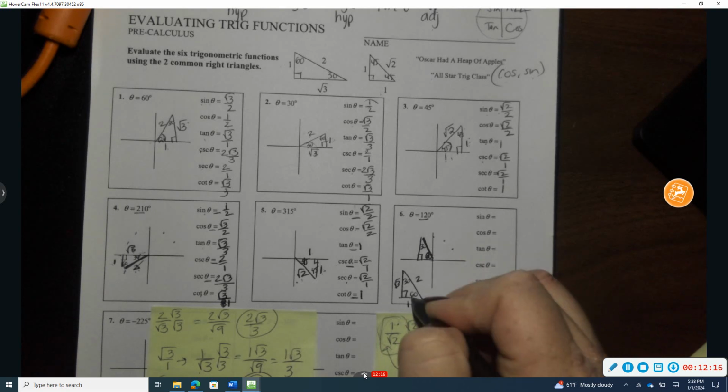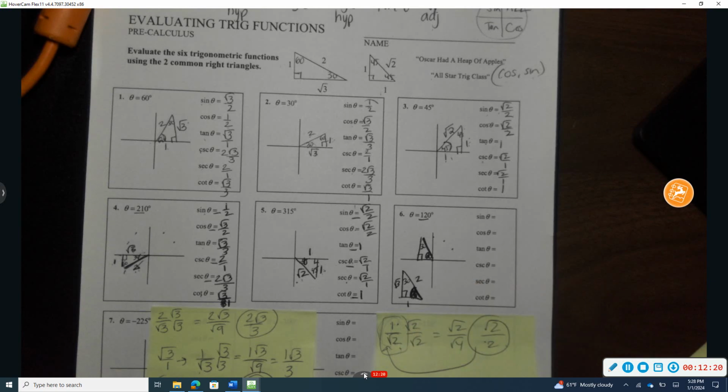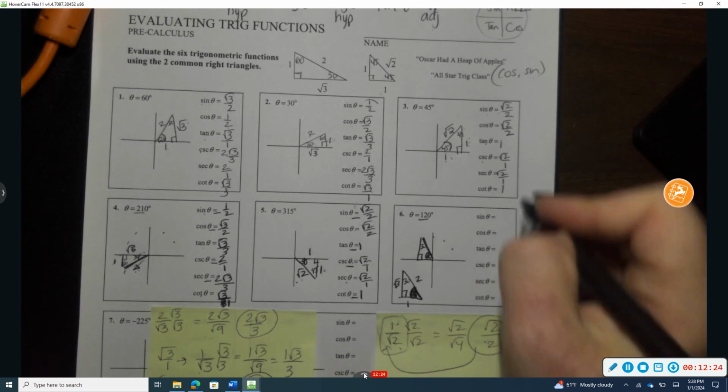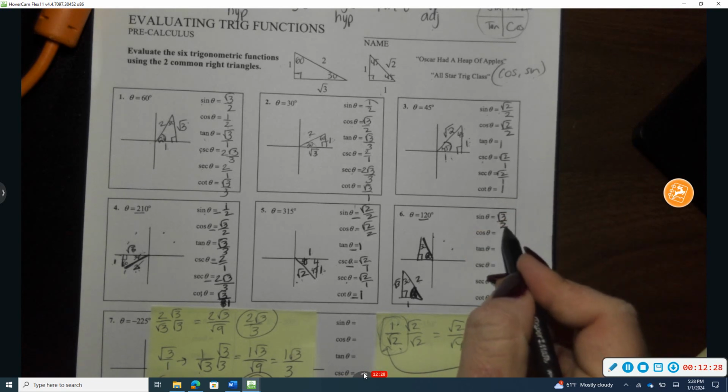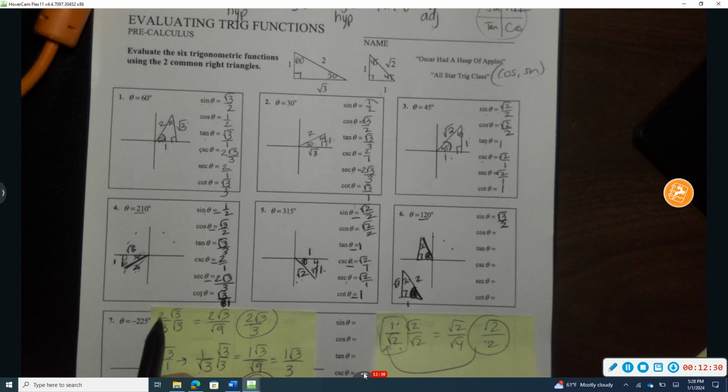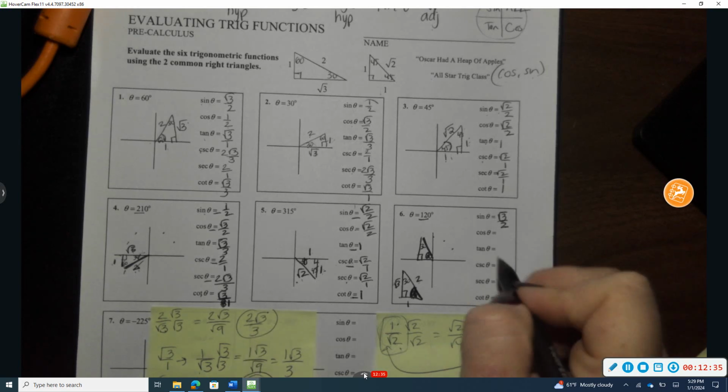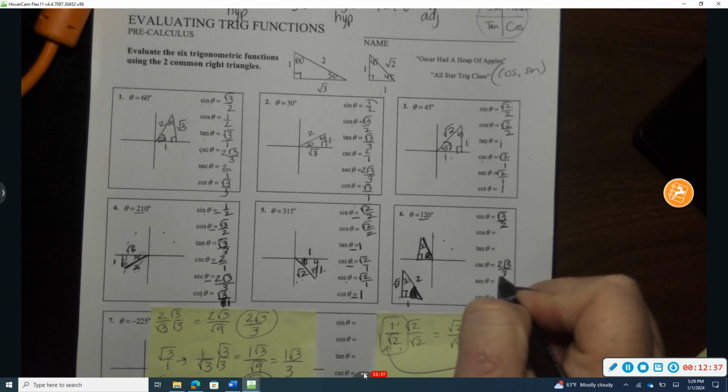Now this interior angle is the 60. This is the angle that we're focusing on. So when we say sine, it's opposite over hypotenuse. So radical 3 over 2. Now what is reciprocal? The reciprocal is 2 over radical 3, but that's not in proper form, so I have to write it in proper form. 2 radical 3 over 3.